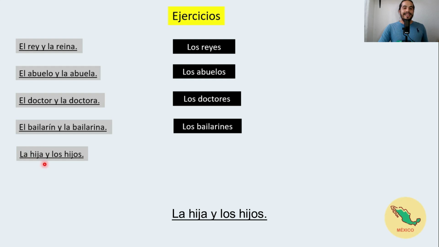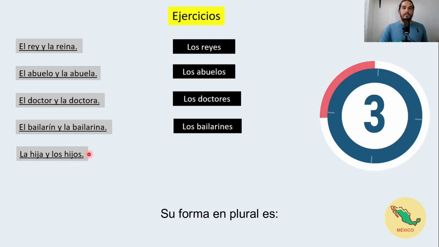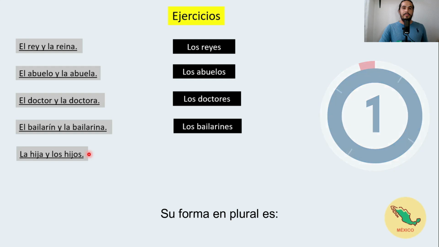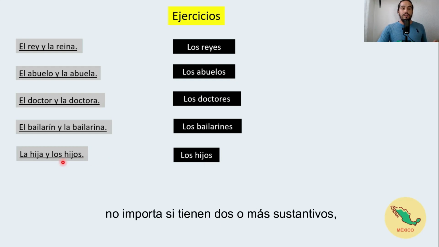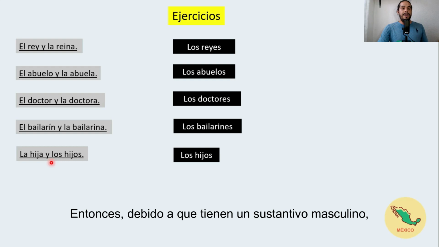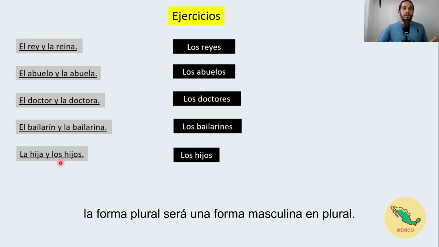La hija y los hijos. Its plural form es los hijos. As I told you previously, it doesn't matter if you have two or more nouns. In this case, los hijos, and then here, la hija. So, because you have a masculine noun, the plural form will be a plural masculine form.